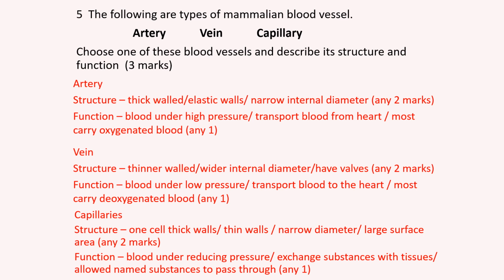The vein would be that its structure is that it's got thin walls and it's got a wide channel and it has valves, and its function is to carry blood under low pressure and it transports blood towards the heart. And for your capillaries, your structure would be that it's 1-cell thick walls, it's got a narrow diameter and it's got a large surface area, and its function would be to exchange substances with tissues. So well done if you managed to get that correct.